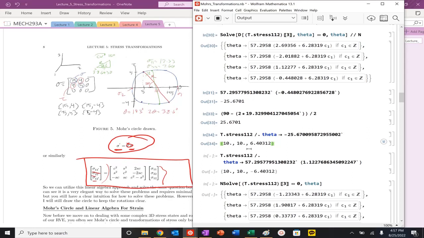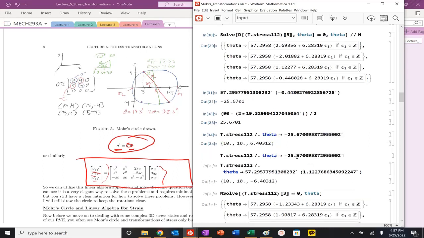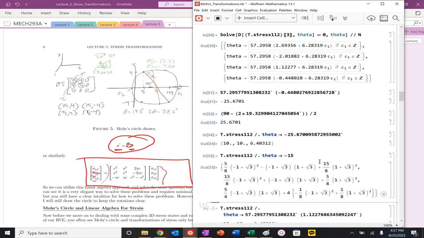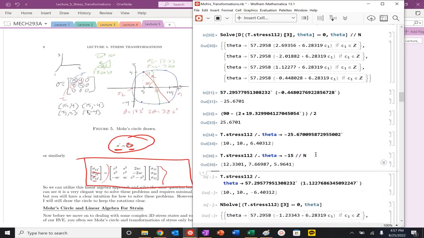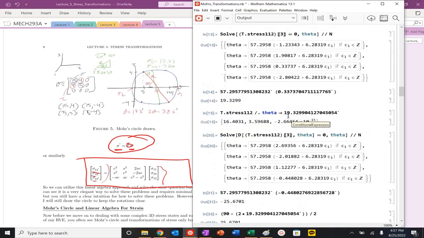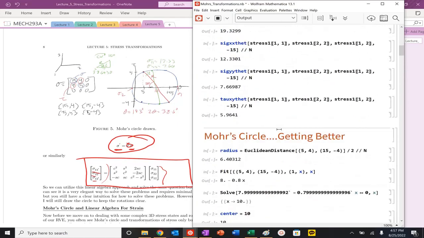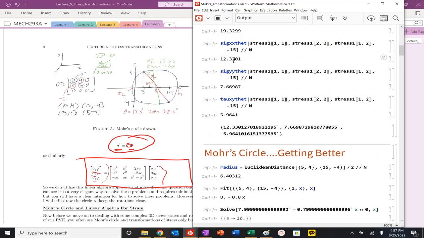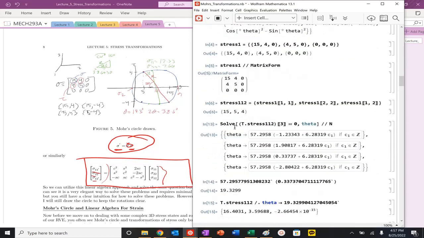Now here's the real beauty. I can answer that previous question quite easily, right? What is the stress state at a rotation of minus 15 degrees, clockwise? What's the new stress state? Let's look at this numerically. There it is. That's it. We have those values, and those match exactly what we saw previously: 12.33, 7.66, 5.96.